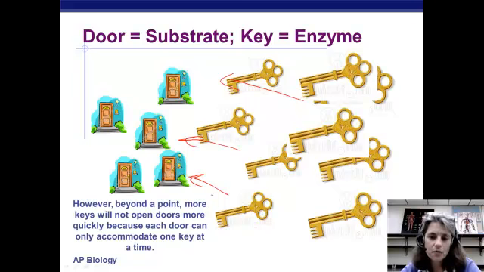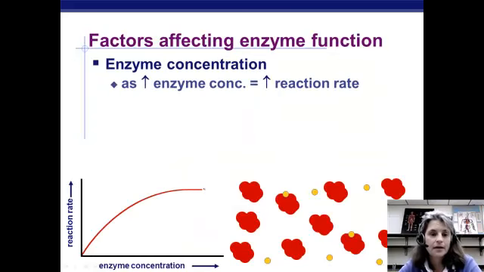I could add even more keys to my scenario right here, but I have 5 doors, and more keys than there are doors is not going to make those 5 doors get open any quicker. And each door can accommodate only one key at a time, so it just doesn't matter. There's a point where adding more keys just doesn't help me go any faster. Same with the enzyme. Adding more enzyme doesn't help after a point.